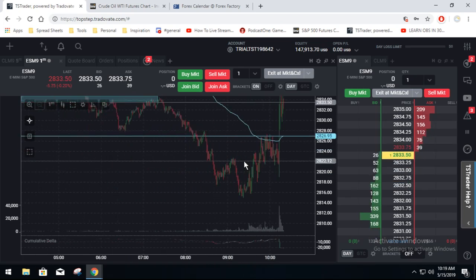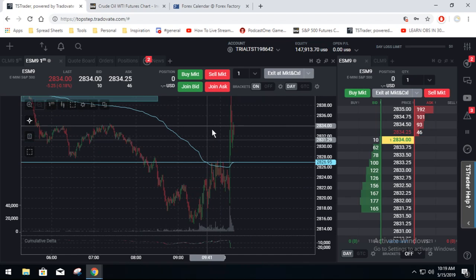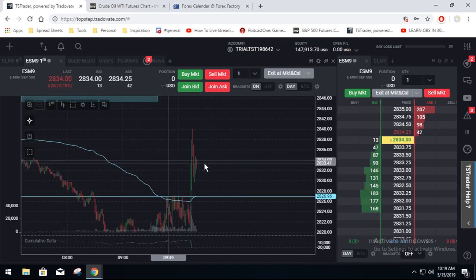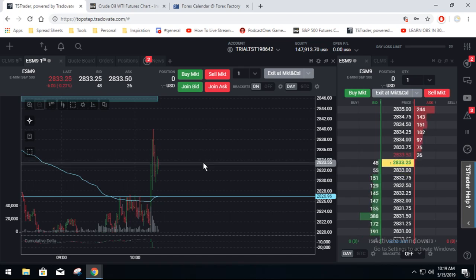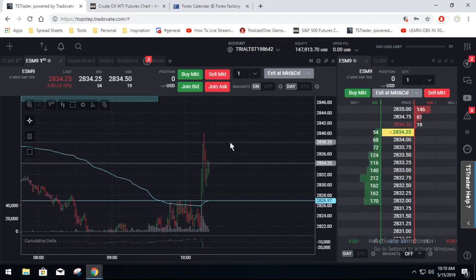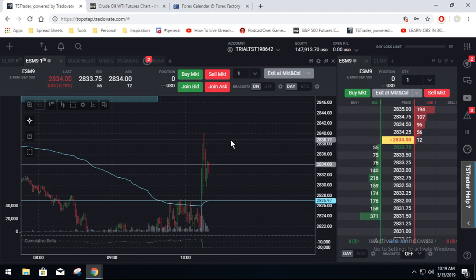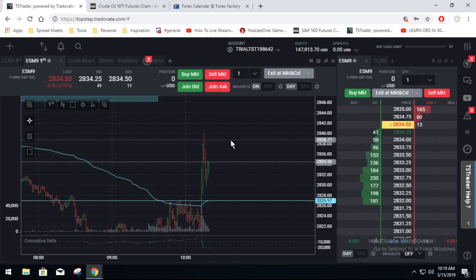So just having a proper read on the market, managing risk, looking for the market to follow the plan. If the plan is not there, you're in trouble. Plan the trade, trade the plan. Just keep repeating it to yourself.